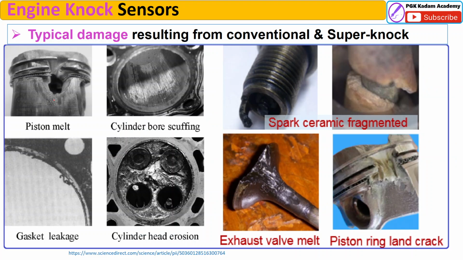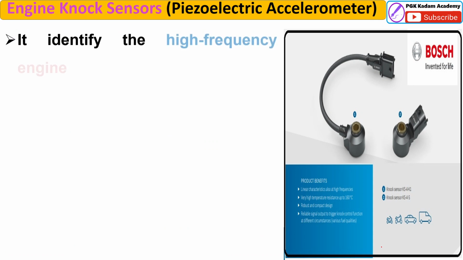So what will happen? What are the typical damages resulting from knocking? You can observe here the piston melts. Due to high temperature, it will melt. Cylinder bore scuffing will occur. Spark plug ceramic fragmentation, gasket leakage, cylinder piston head erosion, exhaust valve melt, or the piston ring land cracking may also occur. So these are some damage figures.